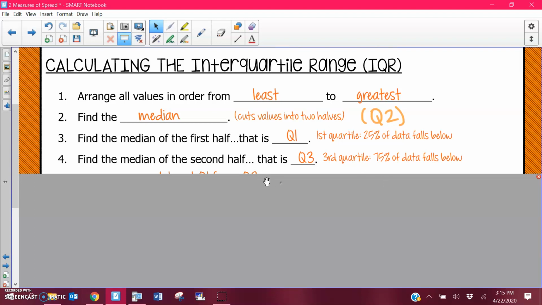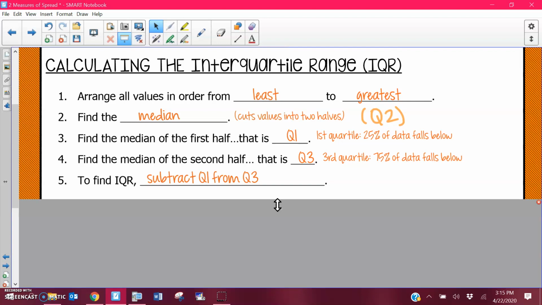And in order to find the interquartile range, all you do is subtract Q1 from Q3. So it's usually going to be the bigger number minus the smaller number, surprise. And that's going to tell you in between what 2 values most of your data lies. It'll be 50% of your data is in between this value and this value. That's what the interquartile range is getting at for us.